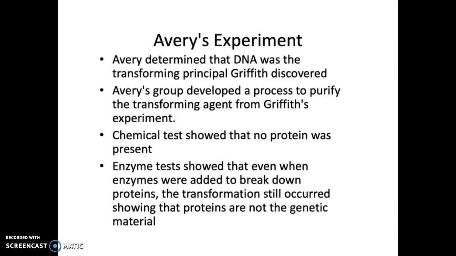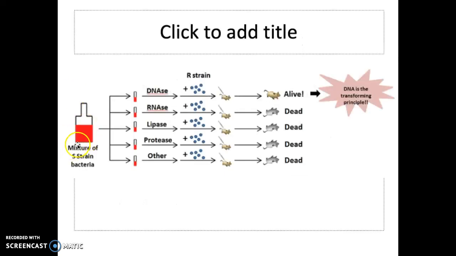Then later, Avery came along and determined that DNA was that transforming principle that Griffith had discovered, because his chemical test showed that no protein was present. So here's what he did. He took that mixture of the S bacteria, then he took enzymes, and these enzymes cut up. This one cuts up DNA, this one cuts up RNA, this one cuts up lipids, this one cuts up proteins, and we don't really know what the other is. But only the mouse where the DNA was cut up lived when the S strain bacteria was added, because proteins were not the genetic material.